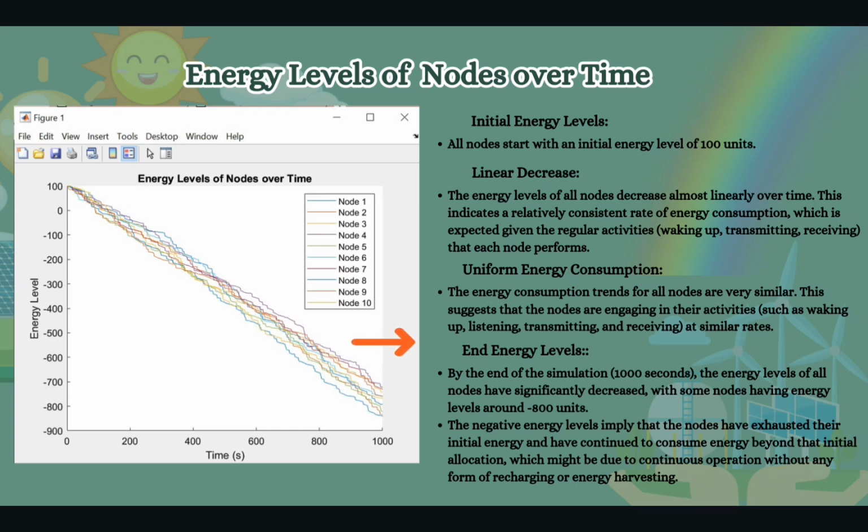Next, uniform energy consumption. The energy consumption trends for all nodes are very similar. This suggests that the nodes are engaging in their activities such as waking up, listening, transmitting, and receiving at similar rates. By the end of the simulation at 1000 seconds, the energy levels of all nodes have significantly decreased, with some nodes having energy levels around -800 units. The negative energy levels imply that the nodes have exhausted their initial energy and have continued to consume energy beyond that initial allocation, which might be due to continuous operation without any form of recharging or energy harvesting.